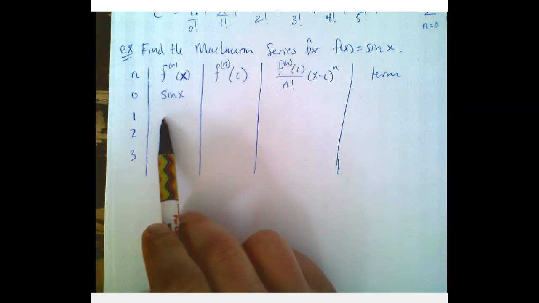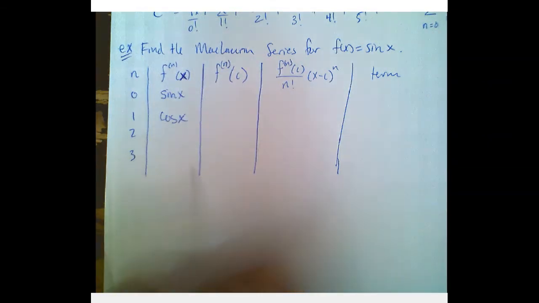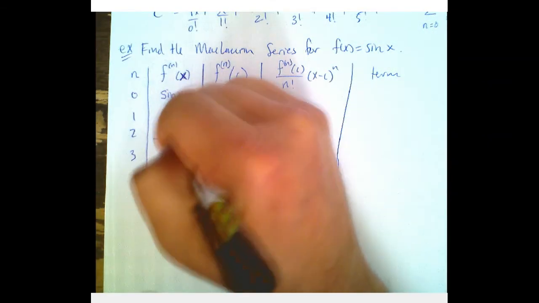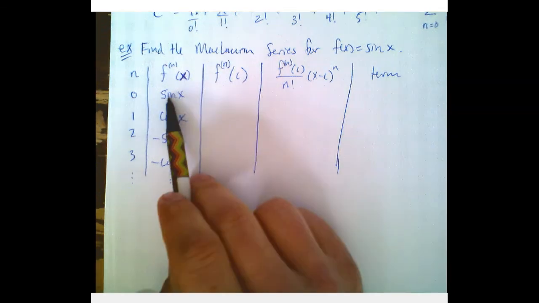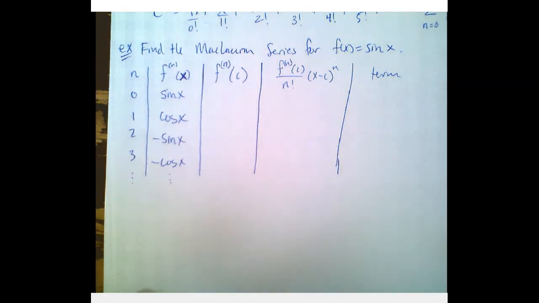So what's the derivative of sine? It's cosine. The derivative of cosine is negative sine. The derivative of negative sine is negative cos. And of course we could do that forever and ever, but we'll try to get the pattern based off of our first 3 derivatives there.